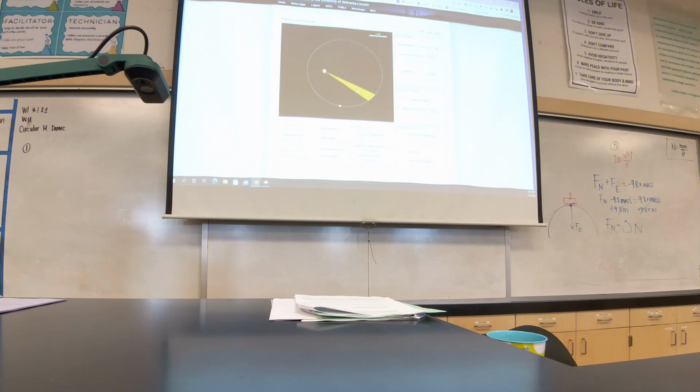The other thing I want you to notice, and it's hard to notice when it's going this slow, but if I move it faster, I want you to notice how the speed changes. And think about its location relative to the sun. And then last but not least, you've got Kepler's third law.